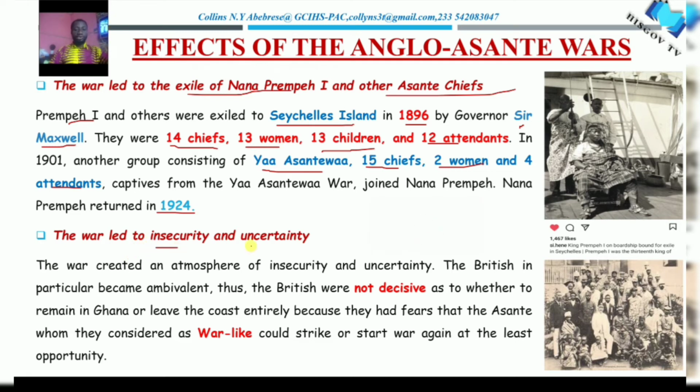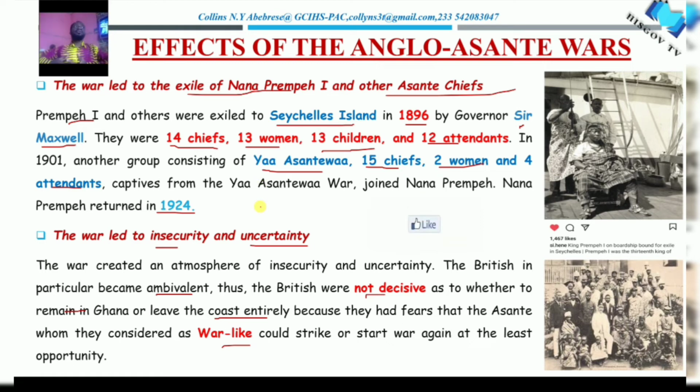Good. So the war also led to insecurity and uncertainty, and this is the most common effect of wars. The British, in particular, became ambivalent. They were not decisive as to whether to remain in Ghana or to leave the coast entirely, because they feared that the Ashanti, whom they considered warlike, could start war again at the latest opportunity.